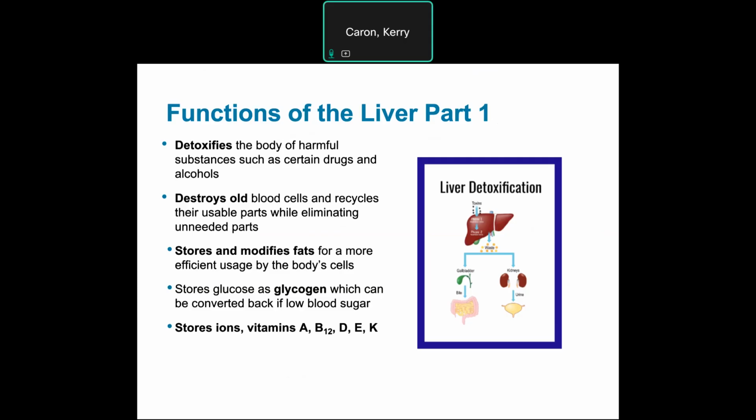It's going to store glycogen, glucose in the form of glycogen in the liver. If we need that glycogen, we can break it down and have readily available glucose to bring up low blood sugar. It stores ions and vitamins such as A, B12, D, E, and K. Just for your knowledge, A, D, E, K are fat-soluble vitamins, so they do get stored by the body.